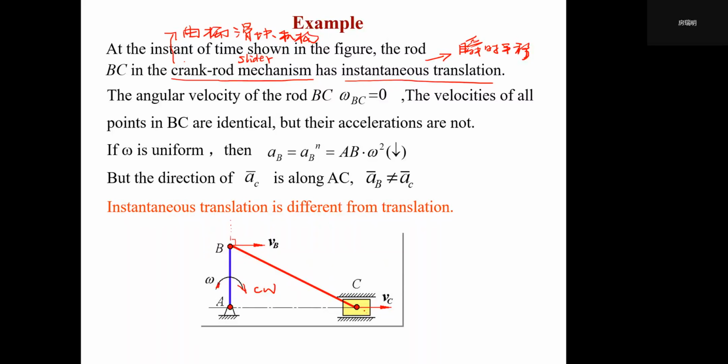And because of this guidance, the velocity of C will be along this horizontal line. Then if we try to find the instantaneous velocity center of this bar BC, we have to draw two lines. One is this line, which is perpendicular to this VB. Another vertical line will be perpendicular to this VC. So you guys will find actually these two lines are parallel to each other. These two lines will have no cross point, right? So that means it has instantaneous translation, 瞬时平移.